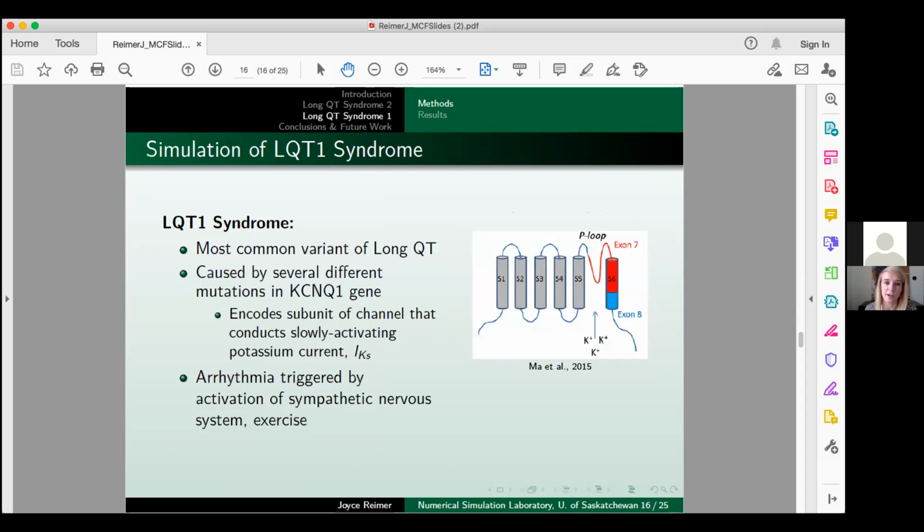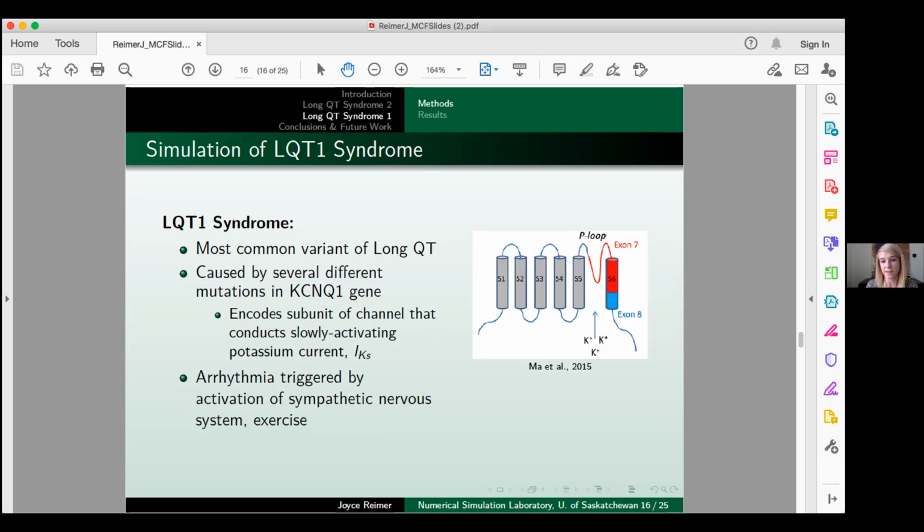So then to move to long QT1, this is the most common variant of long QT. It's caused by several different mutations in the KCNQ1 gene, which encodes a subunit of the channel that conducts this slowly activating potassium current, IKs, this time. The trigger for long QT1 is also sympathetic tone, but this time it's through exercise rather than through a sudden loud noise.